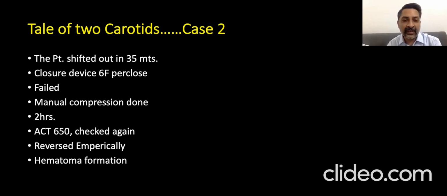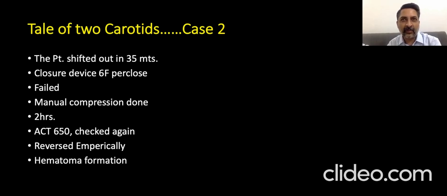So we checked the ACT. ACT at that time was 650. So we thought that the machine is wrong or somebody has done it wrongly, it's a contaminated sample. We checked it again. The reading came out more or less same, 550 or so. Almost 3 hours had passed by this time. So we reversed the heparin according to the standard protocol. And we continued compression, but this bleeding would not stop, and a hematoma started forming.